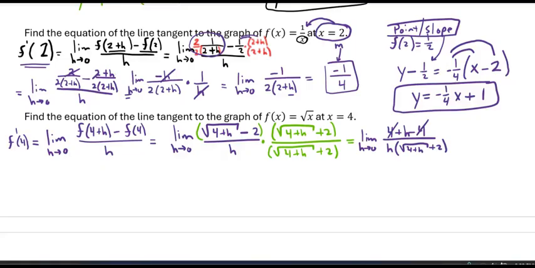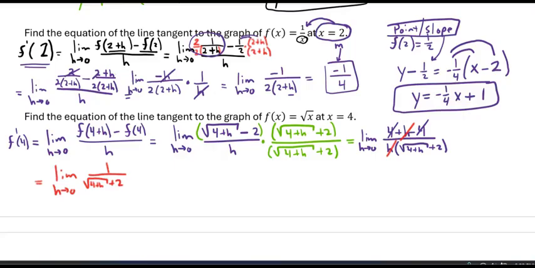I'm going to do 2 levels of simplification here. Notice this is a positive h over h would all be left on top, so those would then be able to cancel out once the 4's were gone. And then we're going to be left, I'll just write it on the next line, the limit as h goes to 0. On the top we have a 1. On the bottom we just have that square root 4 plus h plus 2.